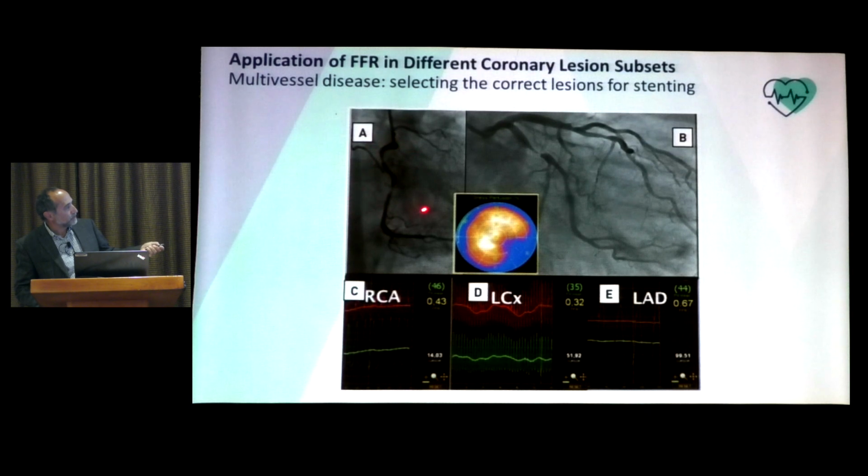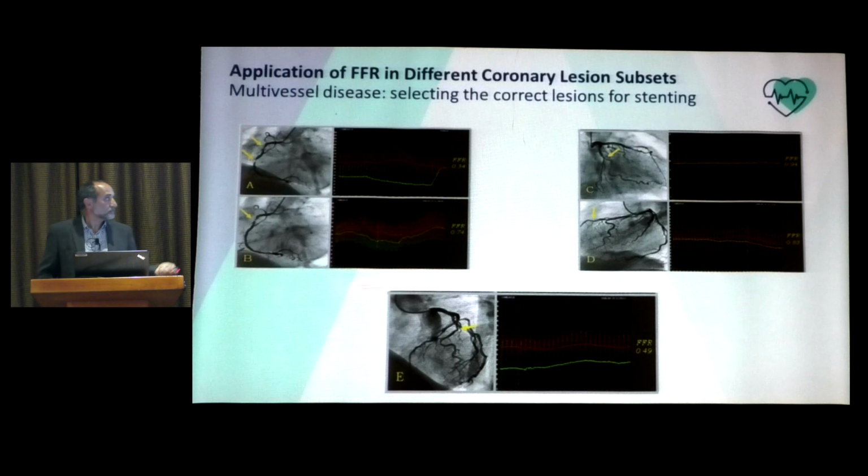Probably the decision for doing the RCA is very easy. FFR was done, it was 0.43, indicating severe lesions. For the circumflex, it's obviously very stenotic, and the FFR is very low, 0.32. But this is a lesion that we're not sure about. It looks like an intermediate lesion. By visual assessment, probably it will be interpreted as maybe a 30 or 40% lesion. But when FFR was done on this lesion, it was 0.67. So all 3 or 4 lesions needed to be tackled in this patient.